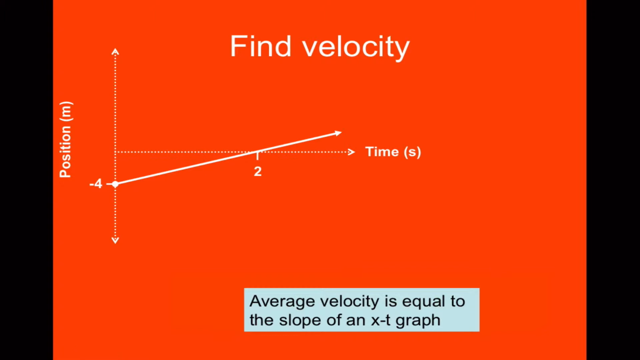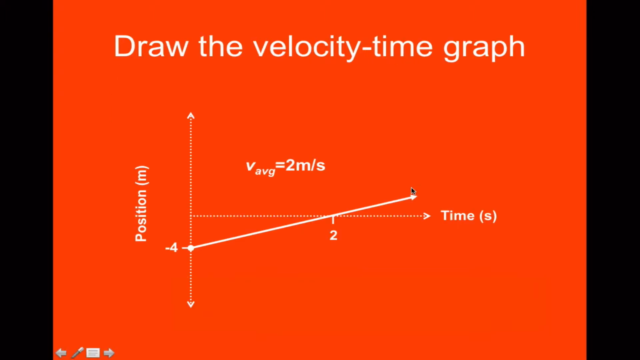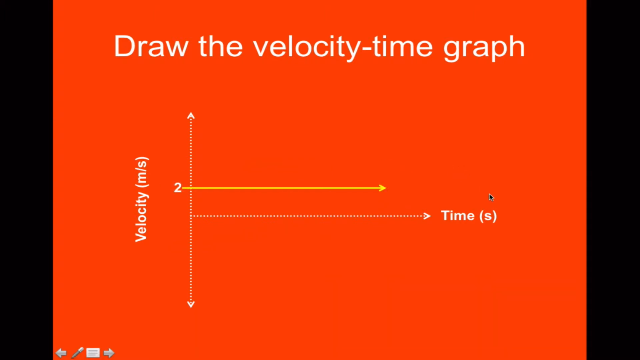So if I wanted to go and make a velocity time graph out of this, what would I have? I would have an object traveling at a constant velocity of 2 meters per second. And this is what it would look like. I've changed my axes labels, velocity to time, and there it is. It's at a constant velocity of 2 meters per second.